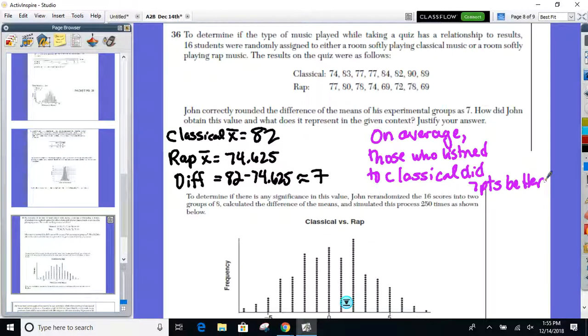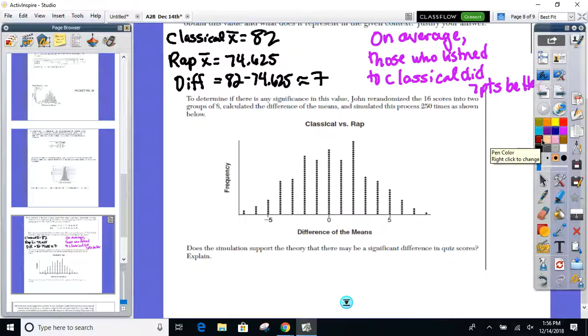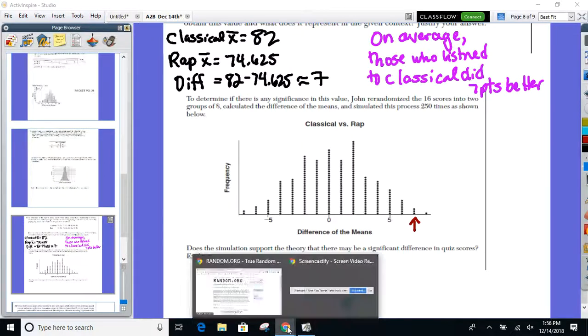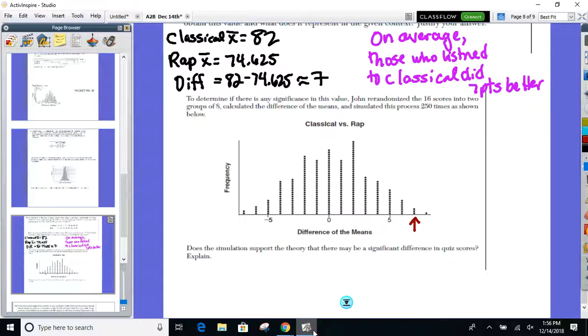All right. Let's determine, is there any significance in this? Is there any significant difference in quiz scores? So everyone find your 7, right? Find your 7 on the simulation. How many are at or above 7? All right, how many? 4 out of, how many times did I do this? Woo, 250 times. 4 out of 250.